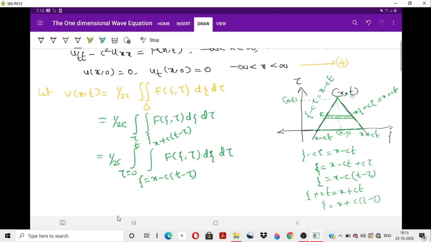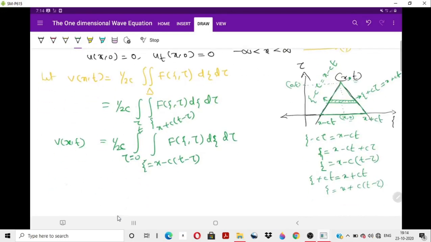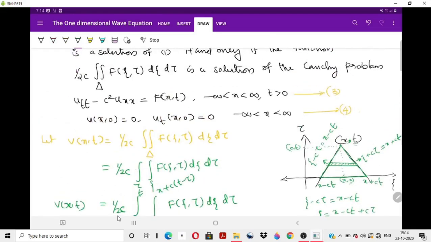So v of x,t is equal to 1 by 2c into the integral of tau from 0 to t and the integral of theta from x minus c into t minus tau to x plus c into t minus tau of f of theta, tau d theta d tau. Now we shall prove that this is a solution. V is a solution of the Cauchy problem given by equations 3 and 4 under the assumption that both the functions f and fx are continuous. So under this assumption we will prove that v of x,t is a solution of the problem 3, satisfying the initial conditions and homogeneous boundary conditions.